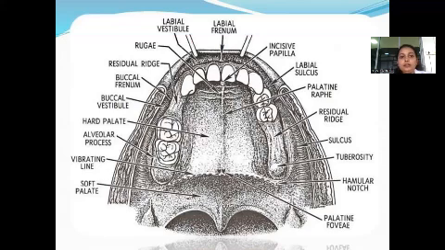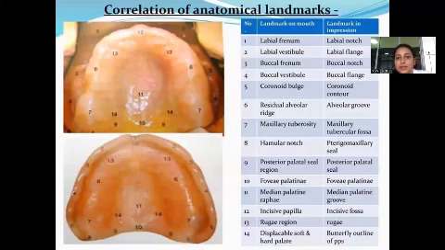Here you can see the labial vestibule, labial frenum, incisive papilla, labial sulcus, palatine raphe, residual sulcus, tuberosity, alveolar notch, palatine fovea, soft palate, vibrating line, alveolar rugae, hard palate, buccal vestibule, buccal frenum, residual ridge. So this is basically the correlation of the anatomical elements.